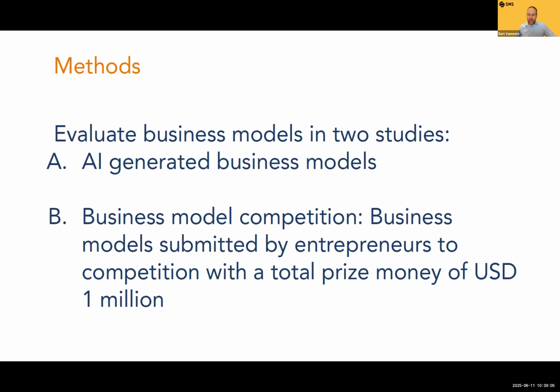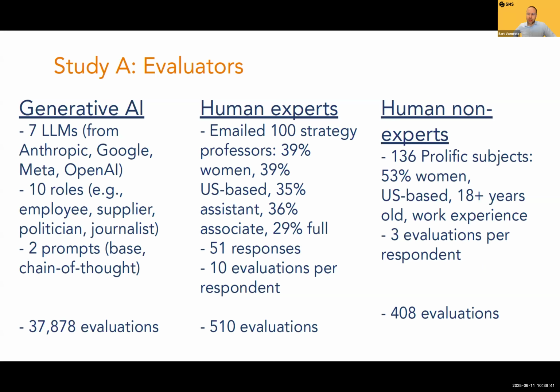Now, in the business model competition, what we're doing is relying on data from entrepreneurs who submitted their business model ideas to a competition. And as part of that competition, there were human judges that ranked or scored those submitted business models. So that helps us understand two things: do the findings generalize beyond the generated business models, and importantly, also in a real world setting. So the goal is to understand how these generative AI evaluators operate with these types of decisions.